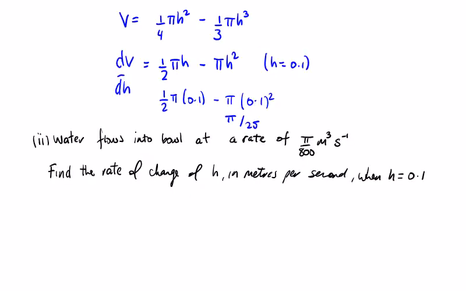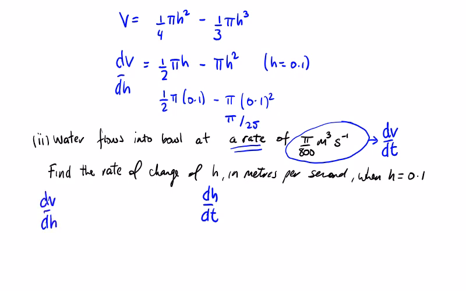Part 2 of this question, water flows into the bowl at a rate of pi over 800 meters cubed per second. Now that is the dV/dt, the volume changing over time. Find the rate of change of h. Well, that's h changing over time. That's dh/dt. And from previous we have dV/dh. So let's create a chain rule question here.